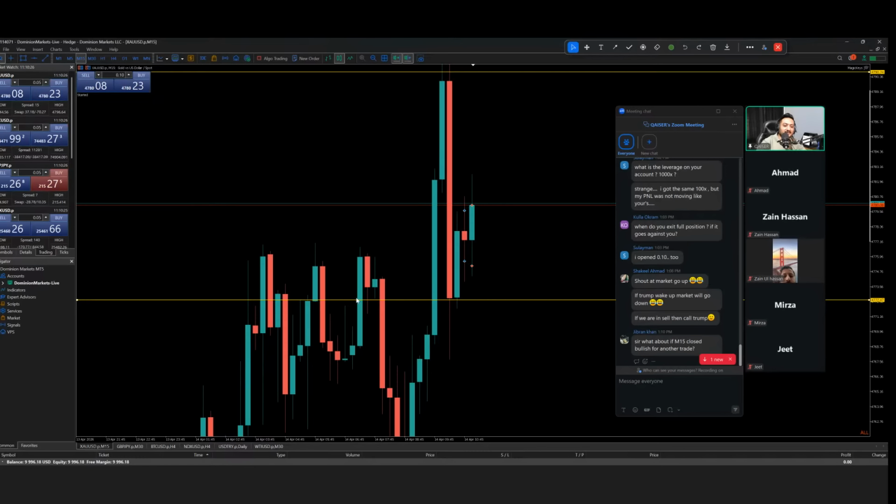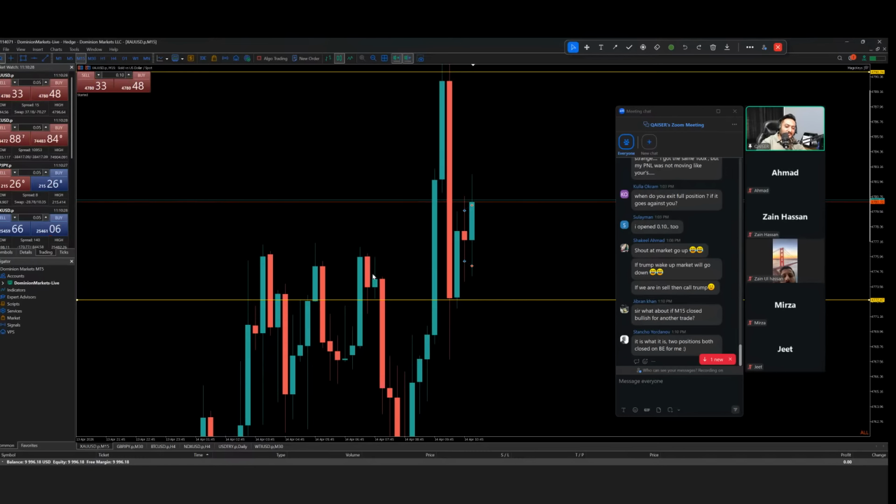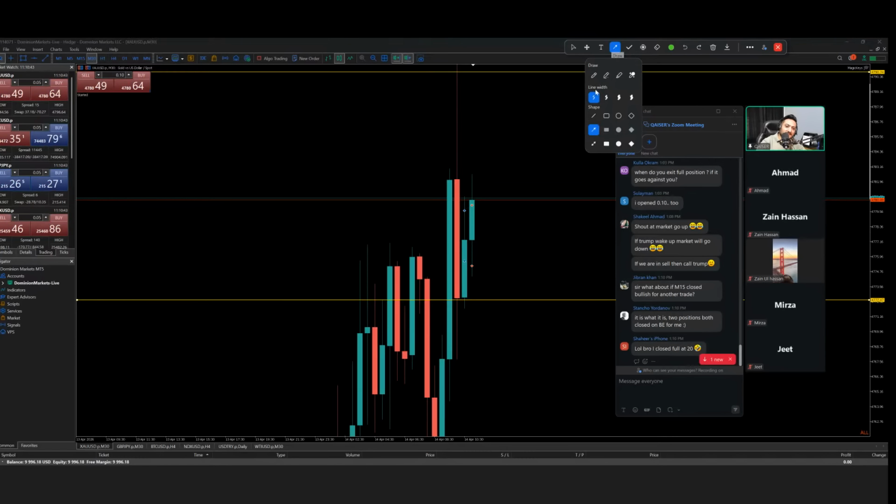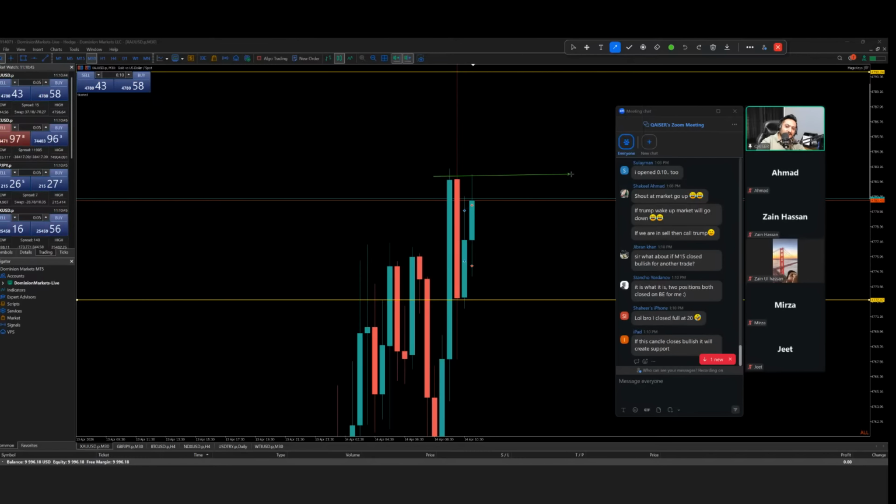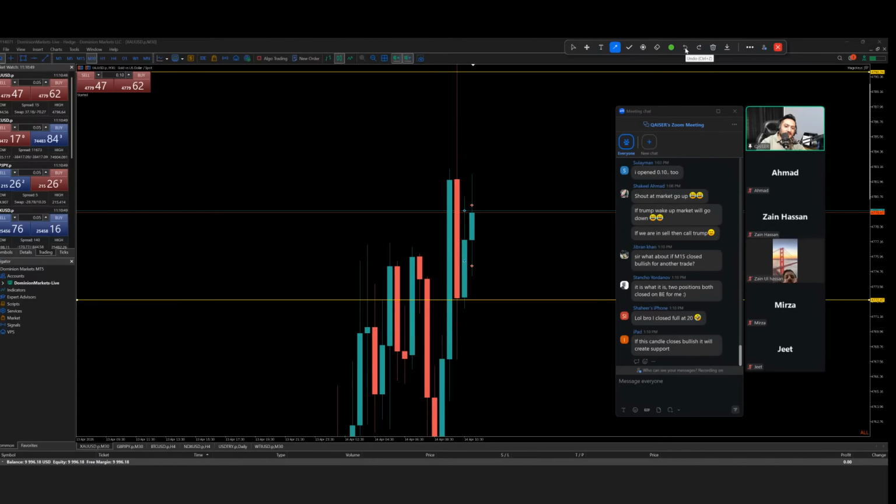You guys just learned something new today. Actually, you know what? Sir, what about if M15 closes bullish for another trade? Yeah, that makes sense. But the way it is reacting, you know what? This is something I need to worry about from where it starts rejecting right now. See this one. So let's see.